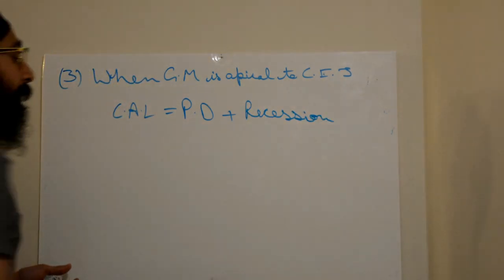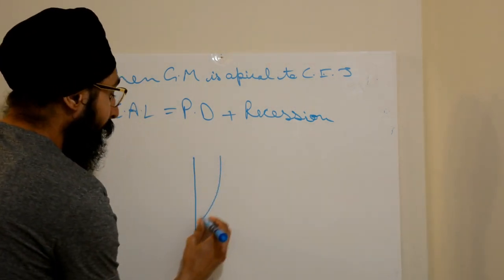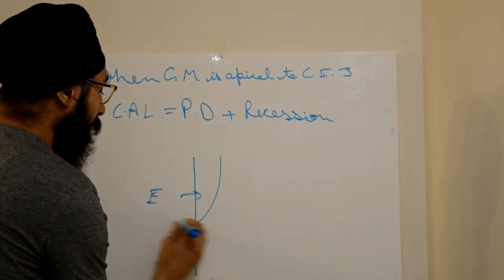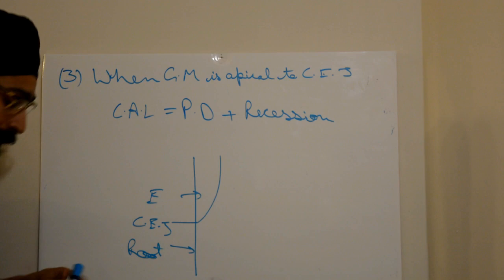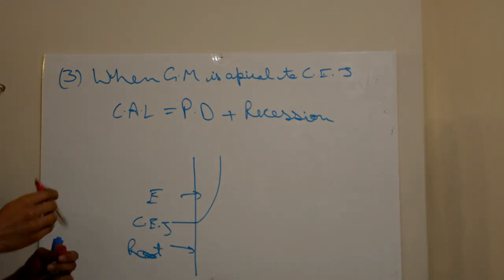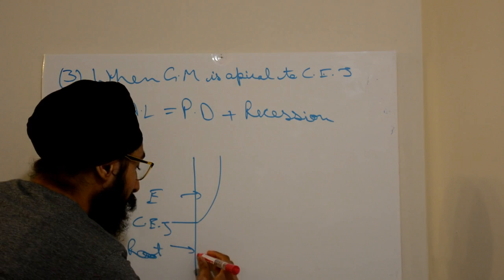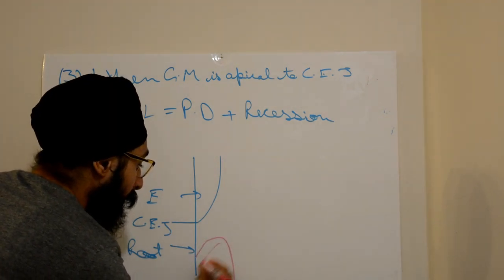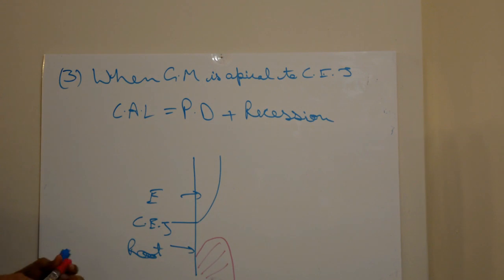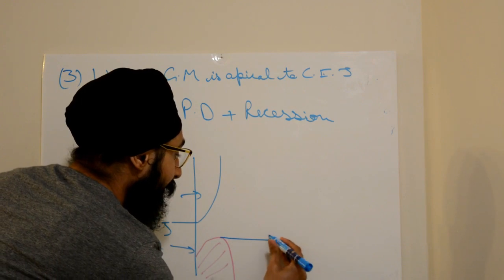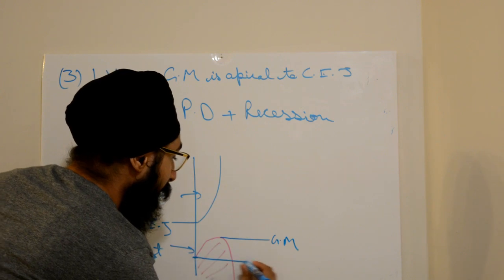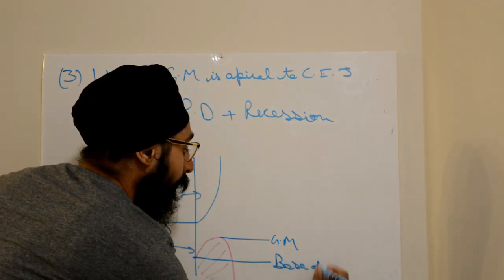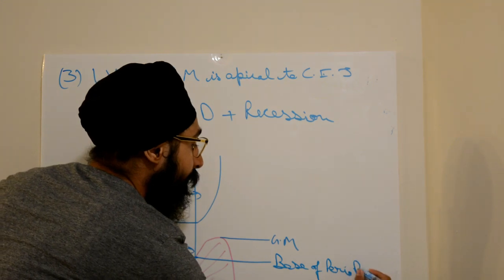To make things clear, let's draw a diagram. This represents the enamel. This is CEJ. This is root surface. This represents the gingiva. This area represents the gingival margin. This area represents the base of the periodontal pocket.